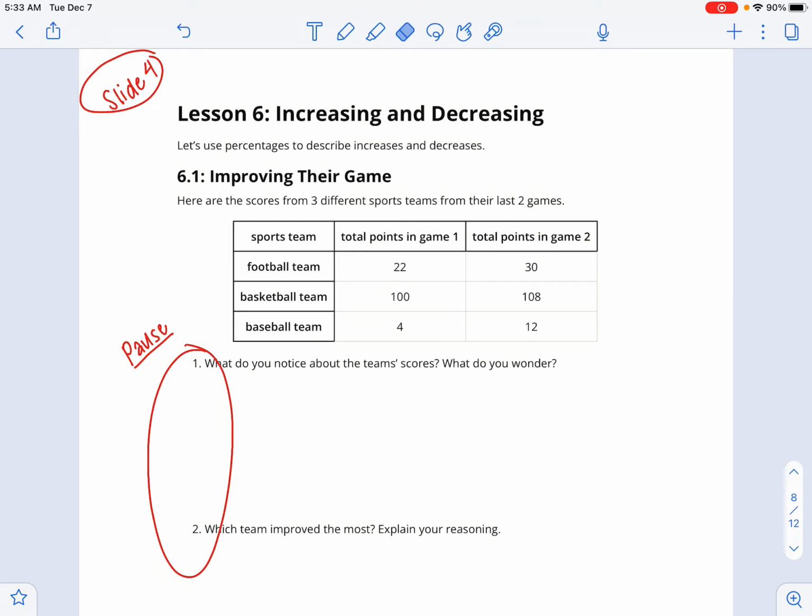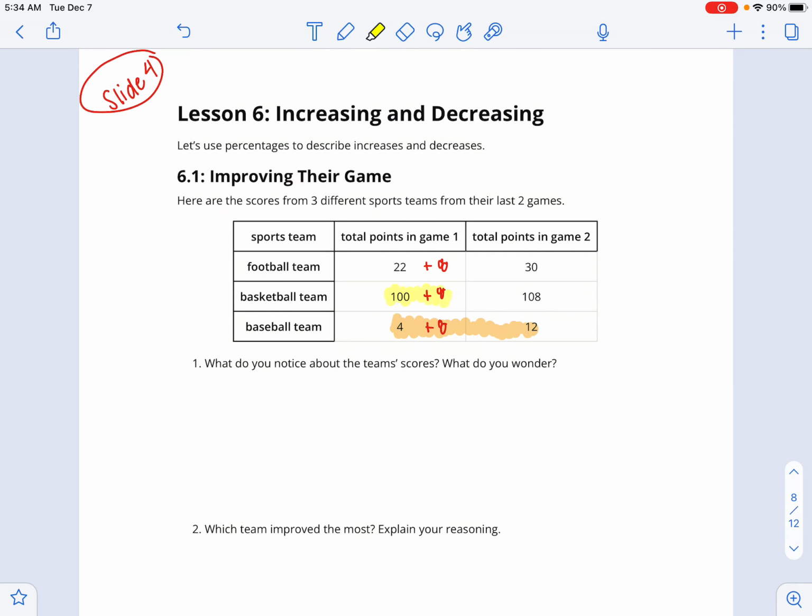Okay, so you should have answered questions 1 and 2 on your own, and there are a lot of valid things that you might have written. What we talked about in class was that the baseball team only added 8 points to their total score. The basketball team also only added 8 points, and the football team also only added 8 points.